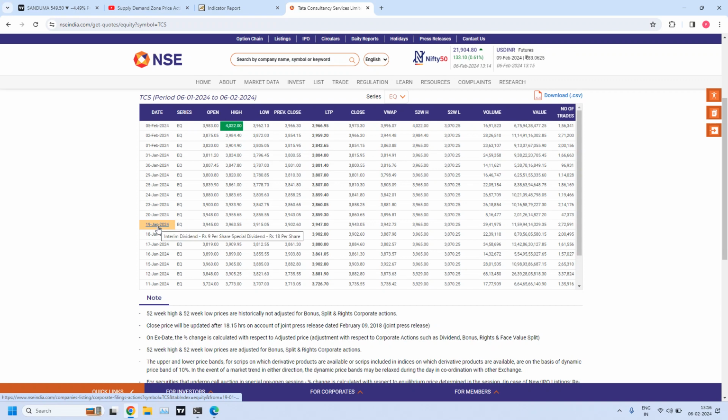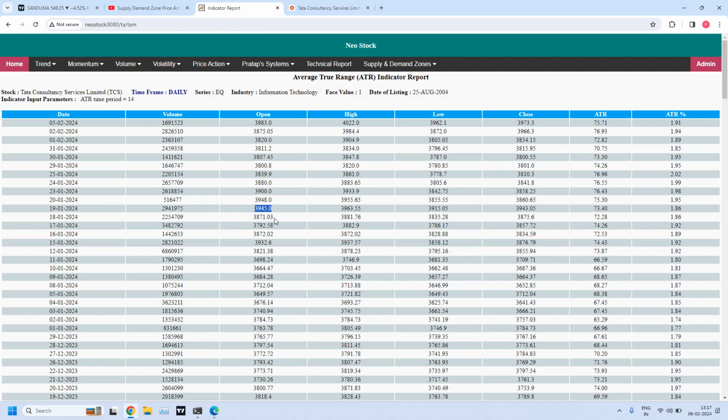How did we adjust? With the interim dividend 9 rupees and special dividend 18 rupees. So total 27 rupees. Both these dividends we adjusted in our data. Because NSE did not adjust, what is the data? The open price it is showing on 18th is 3,898. NSE data is 3,898.